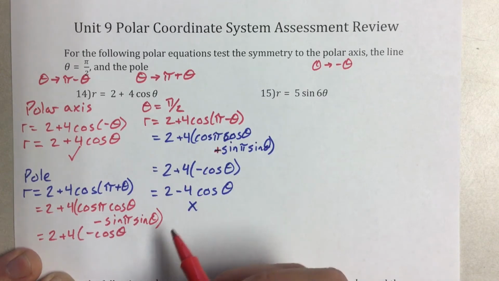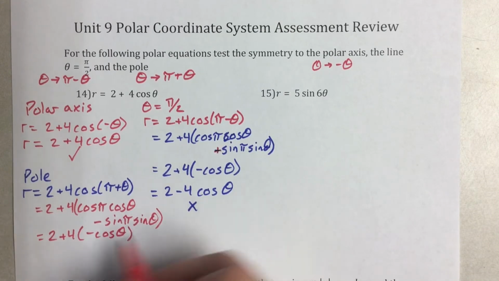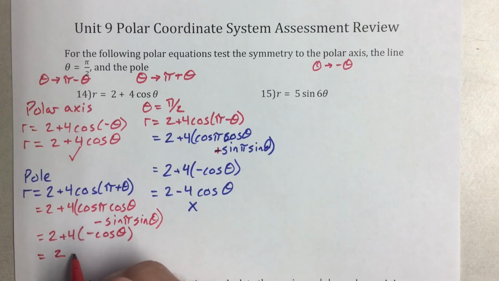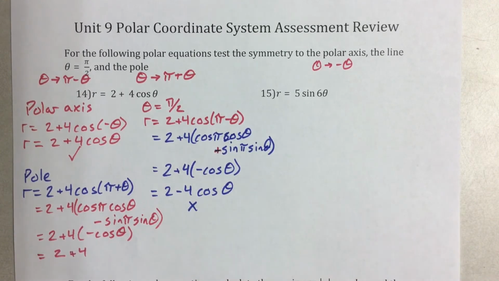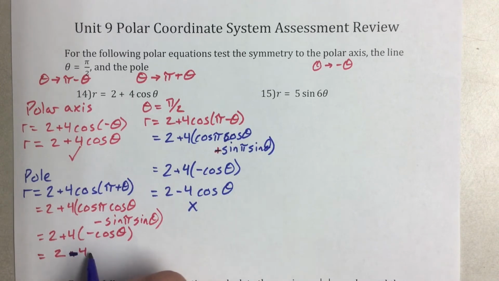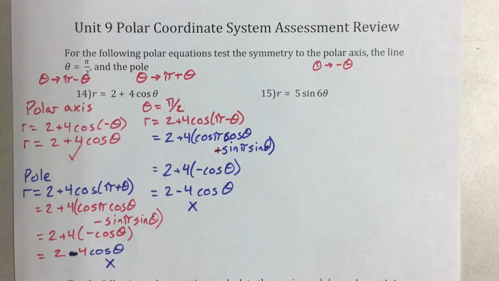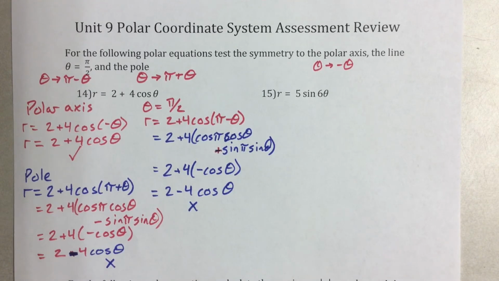Sine of pi is 0, giving us 2 plus 4, plus 4, minus 4 cosine of theta. So not equivalent to the original, therefore our test, we cannot say for sure whether there's symmetry along the pole. So that curve is only symmetric along the polar axis.